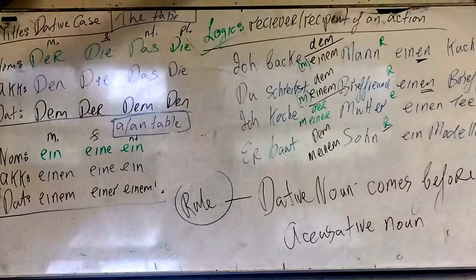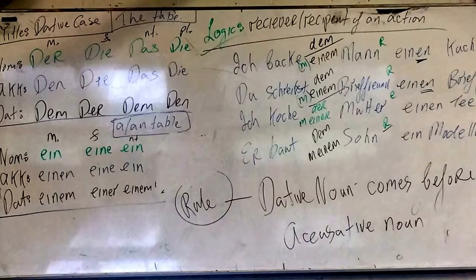The nominative case is the subject of a sentence. So if I said I have a ball, who has the ball? I do, because I'm the subject. What do I have? What object do I have? It is the ball. So the ball would be in the accusative case.